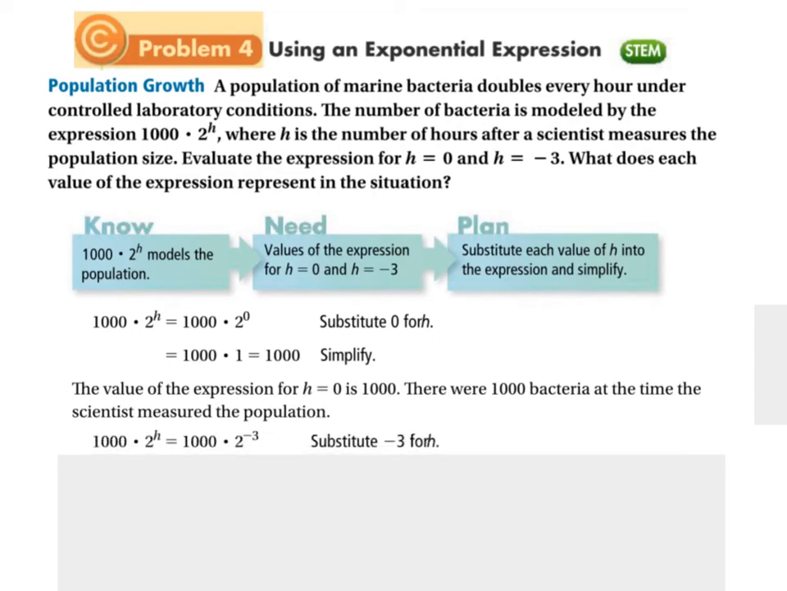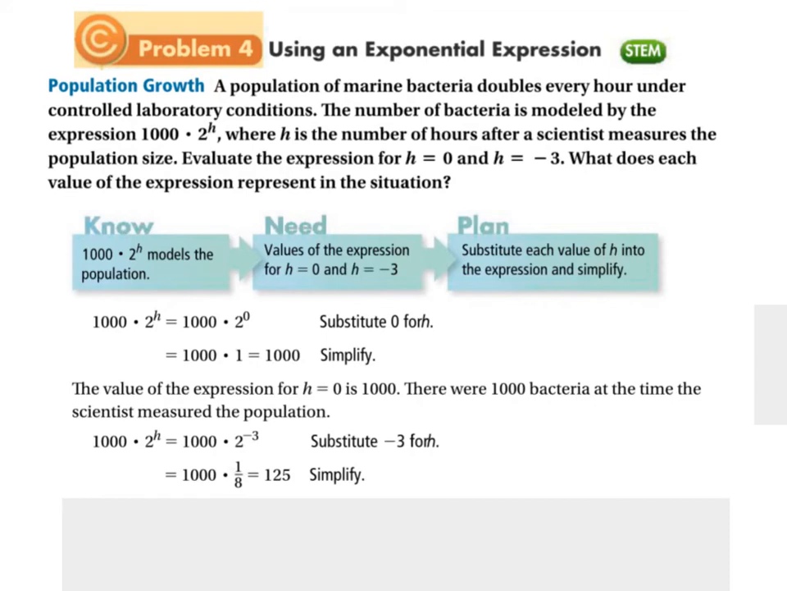What does it mean for substituting -3? Well, if h is the number of hours after the scientist measures the population and we're going into the negatives, that means 3 hours before the scientist first measured this population. They're doubling in size every hour, so what we have to do is plug in -3 there. We've got 1,000 times 2 to the -3, or 1/8.